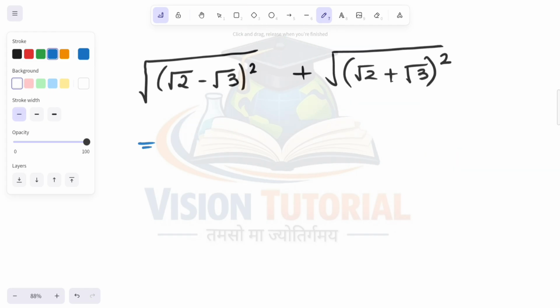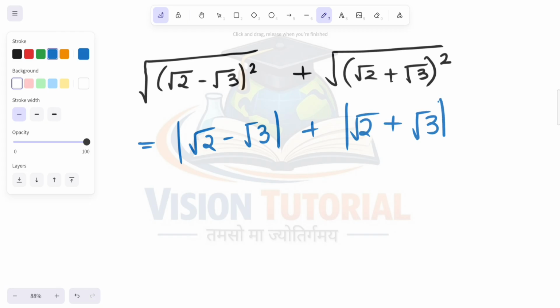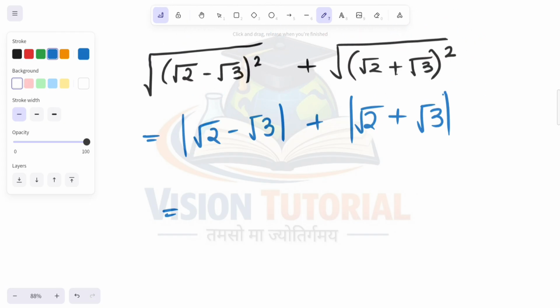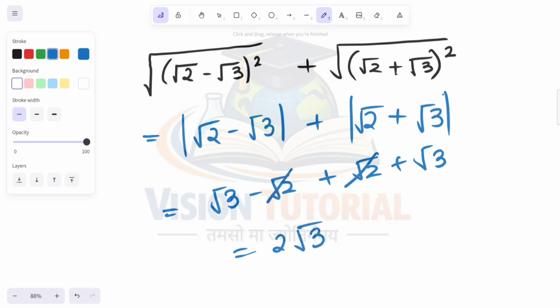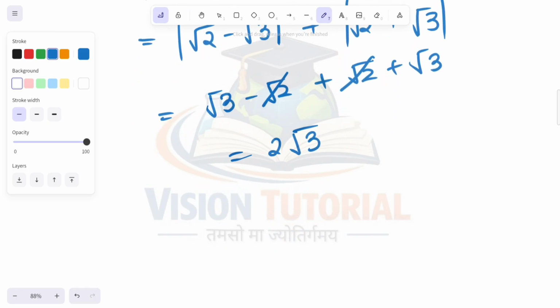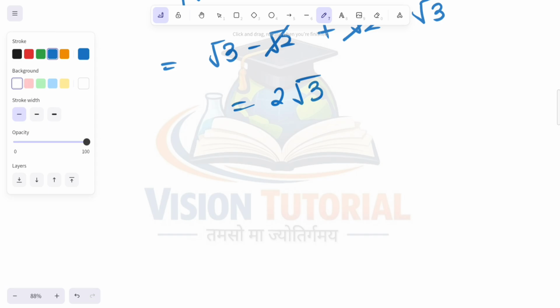Now let's solve it correctly. And the correct answer is 2 root 3. Notice how the modulus changes the sign in the first term.